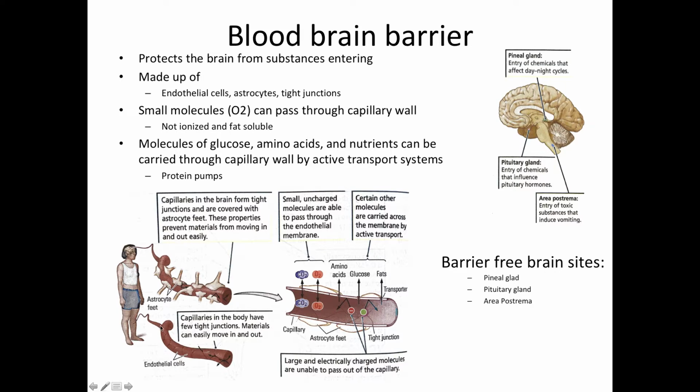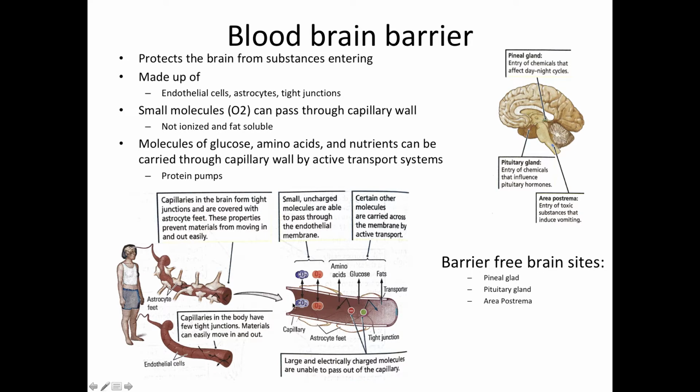So the little end feet of these astrocyte cells surround about 80% of the outside surface of these brain capillaries. And astrocytes will help maintain the tight junctions between the fused membranes of the endothelial cells. This will allow healthy substances to pass through these cells in one of a few ways.